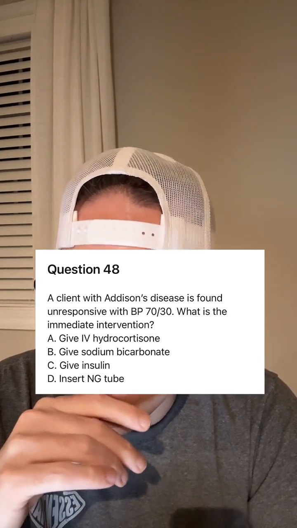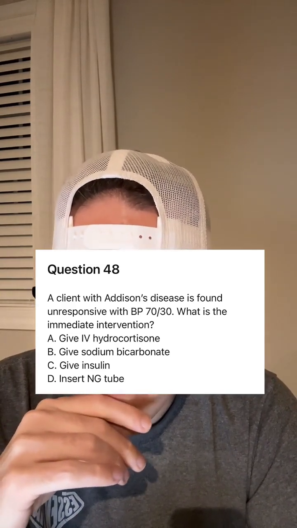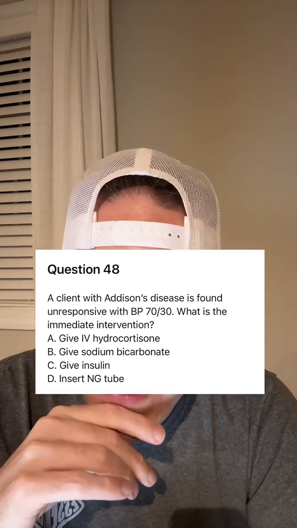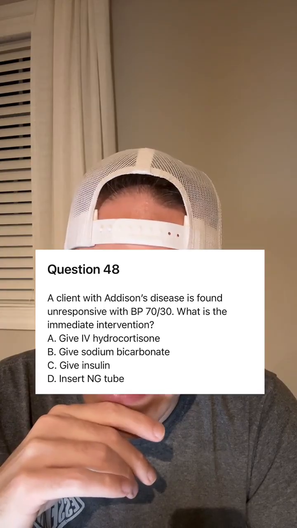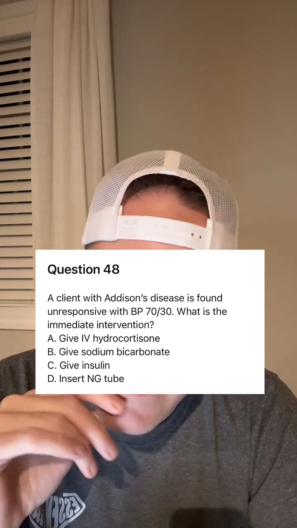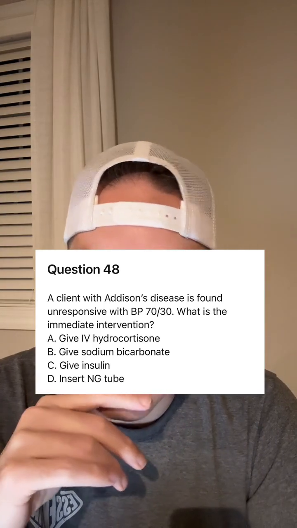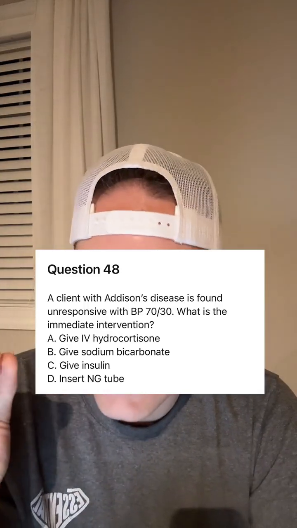Addison's disease. I see B, A. Okay, yep. You're a group divided right now. So the answer here is going to be A.